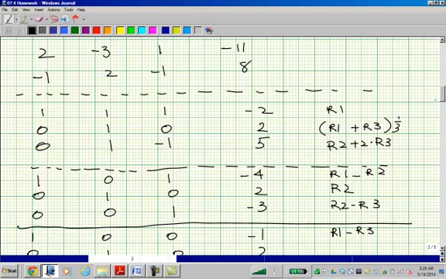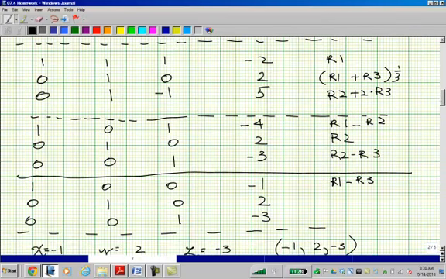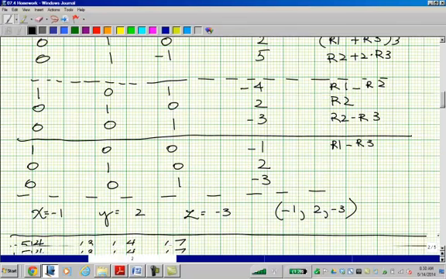Next, R1 minus R2. It's right here. R1 minus R2 gives me this row right here. This is simply R2. Notice R2 is finished. We have y equals 2. And then I take R2 minus R3, and that gives me what z equals. Z equals -3. And then I use R1 minus R3 to finish off row 1, and there are my answers.